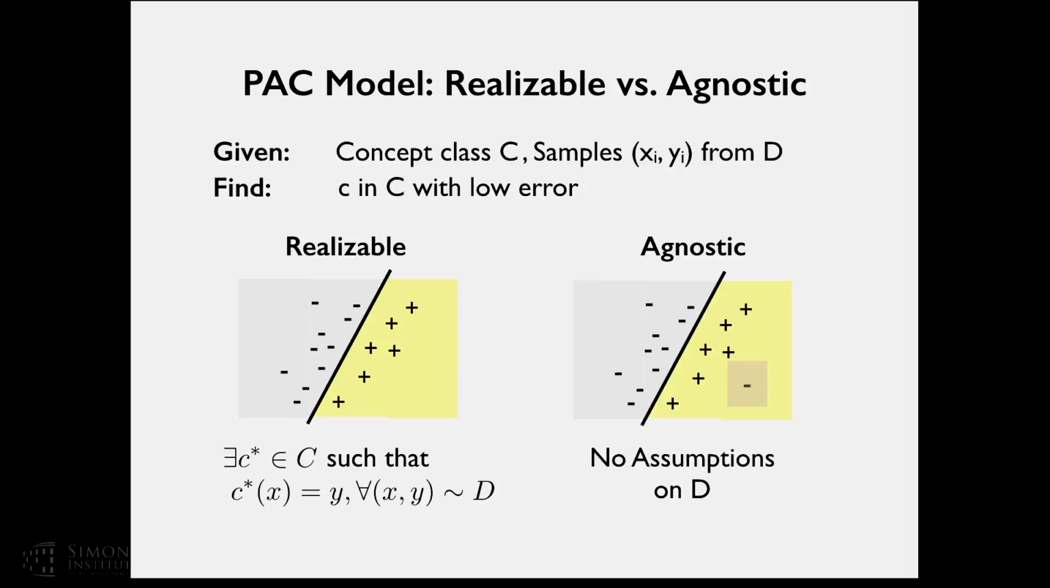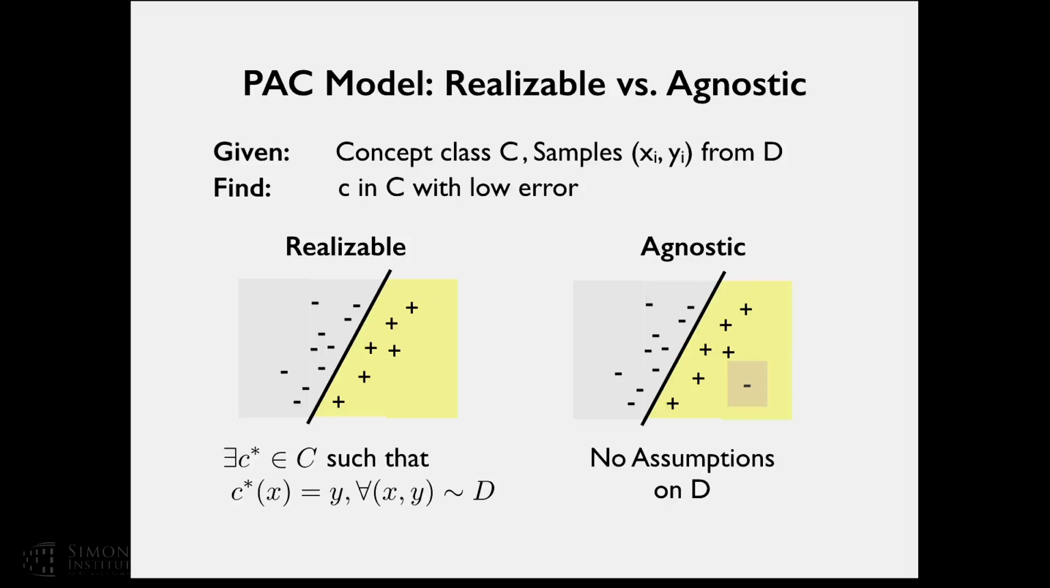Okay? So we will look at two versions of the PAC model that show up quite a lot. The first one is the realizable case, where there is a perfect classifier. As you can guess, that rarely happens in practice, but it's a nice and simple abstraction.